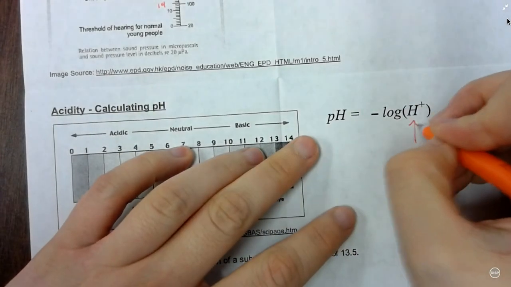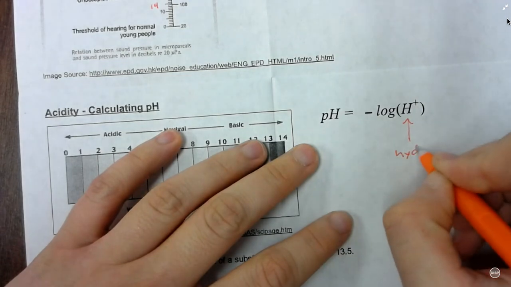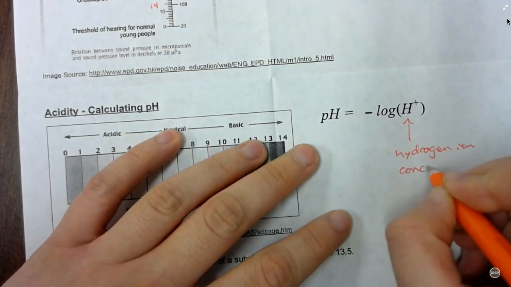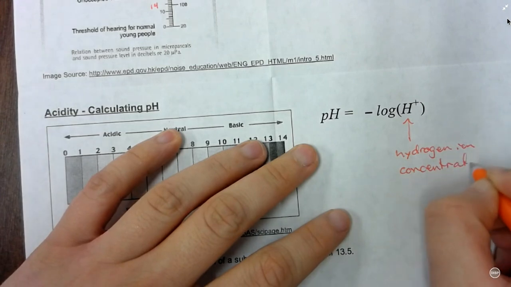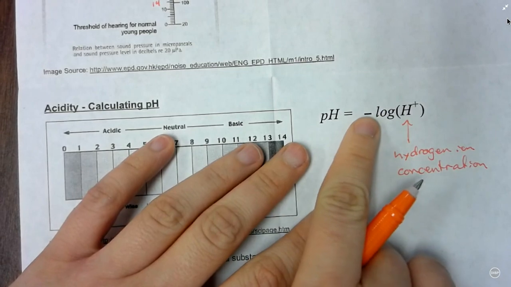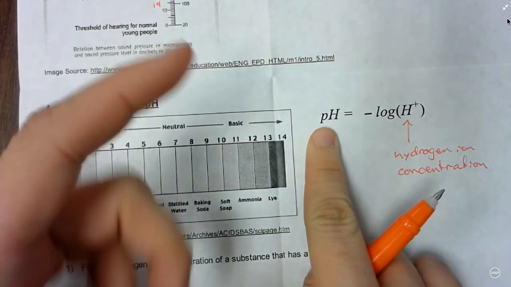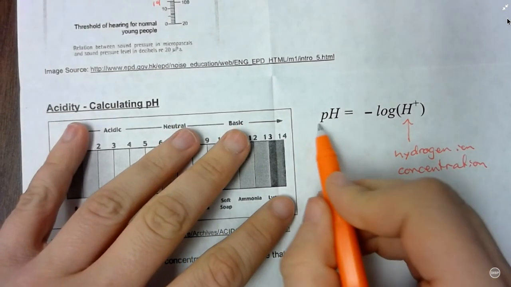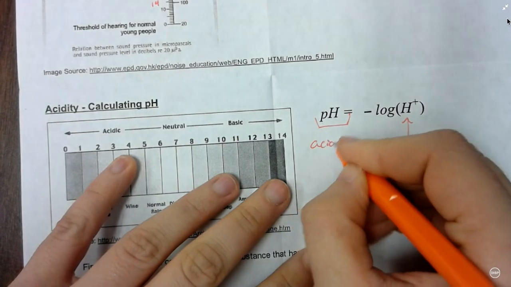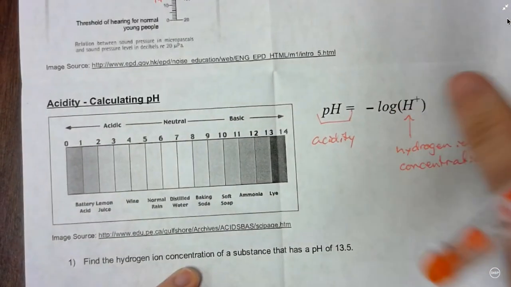So H plus stands for your hydrogen ion concentration. And be real careful that you don't ever leave off that negative sign. And then your pH, of course, is the acidity. So this is not two variables being multiplied together. This is just your pH. Acidity, or how basic it is, and so on.